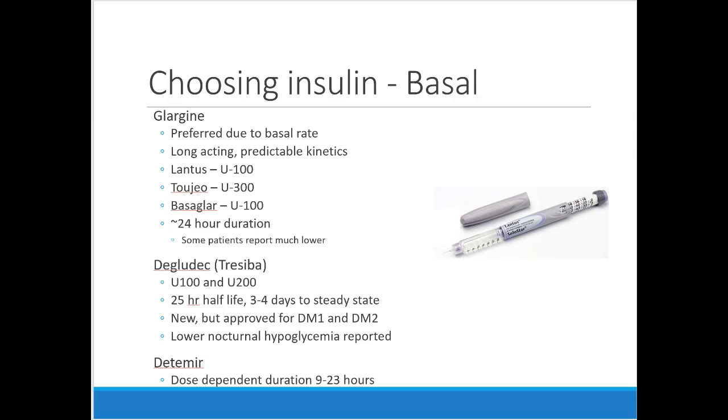Degludec is Tresiba is the brand name, comes as a 100 and a 200 unit concentration. It's got a 25-hour half-life and takes a few days to get to steady state. It's new, but it's approved for both types of diabetes.